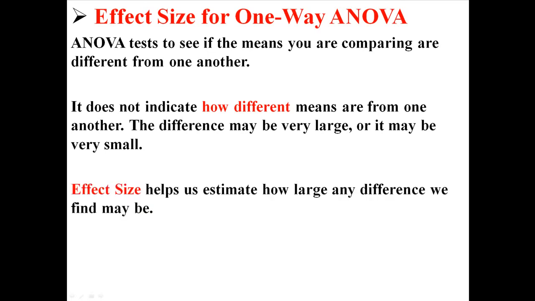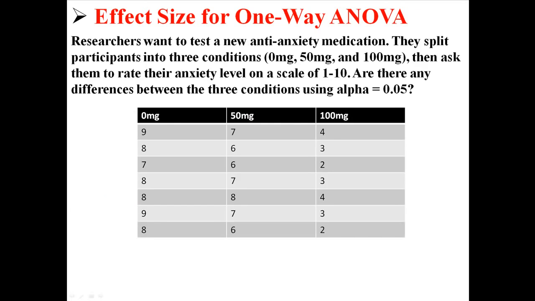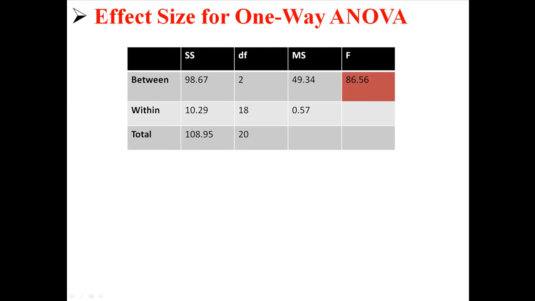So we use effect size to estimate how large, or basically what is the size of any difference that we find. Now, I had this example in my last lecture for the one-way ANOVA. It was, researchers want to test a new anti-anxiety medication. They split participants into 3 conditions, 0, 50, and 100, and then asked them to rate their anxiety level. So we have 3 groups here, 7 participants each, and we did a one-way ANOVA on this data and came up with this F table.